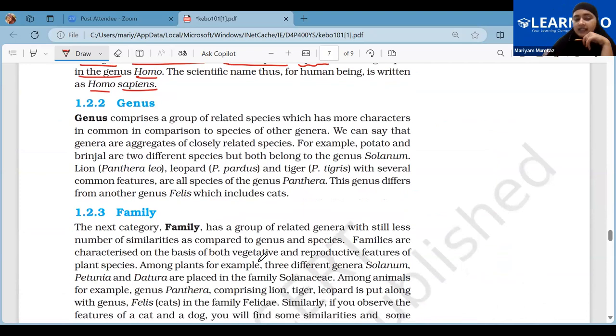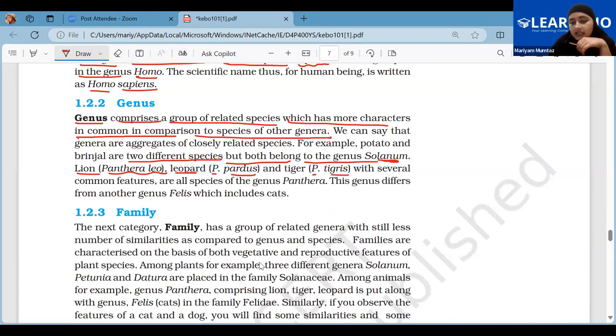All right, now moving on to the next category higher than species, genus. Genus comprises a group of related species which has more characters in common as compared to the species of other genera. For example, the species belonging to one genus will have more common characters as compared to a different genus. Potato and brinjal are two different species, but both belong to the same genus, that is Solanum. Lion, that is Panthera leo, leopard, that is Panthera pardus, tiger, that is Panthera tigris. All of them have the common genus, Panthera, even though they are very different species.